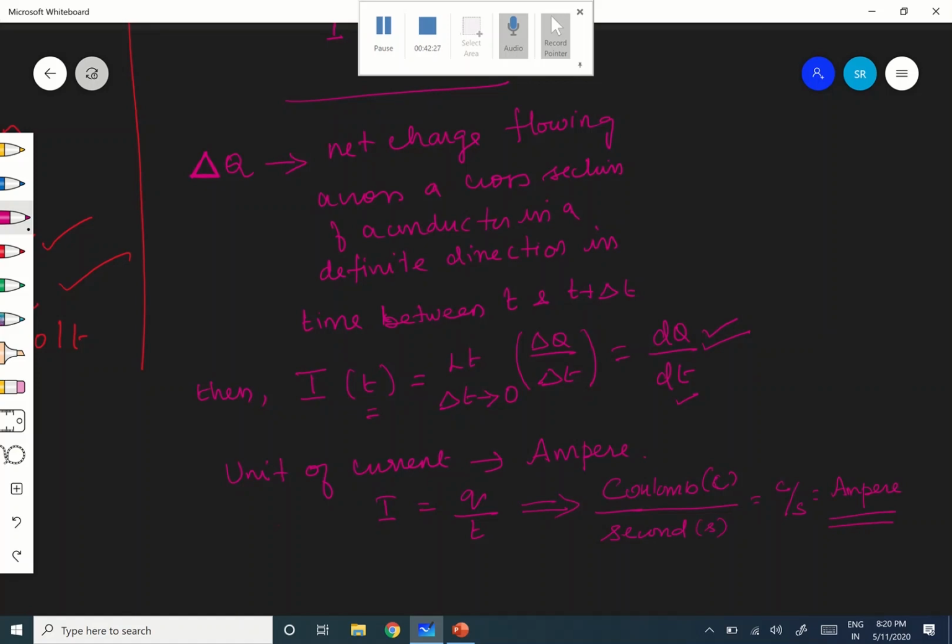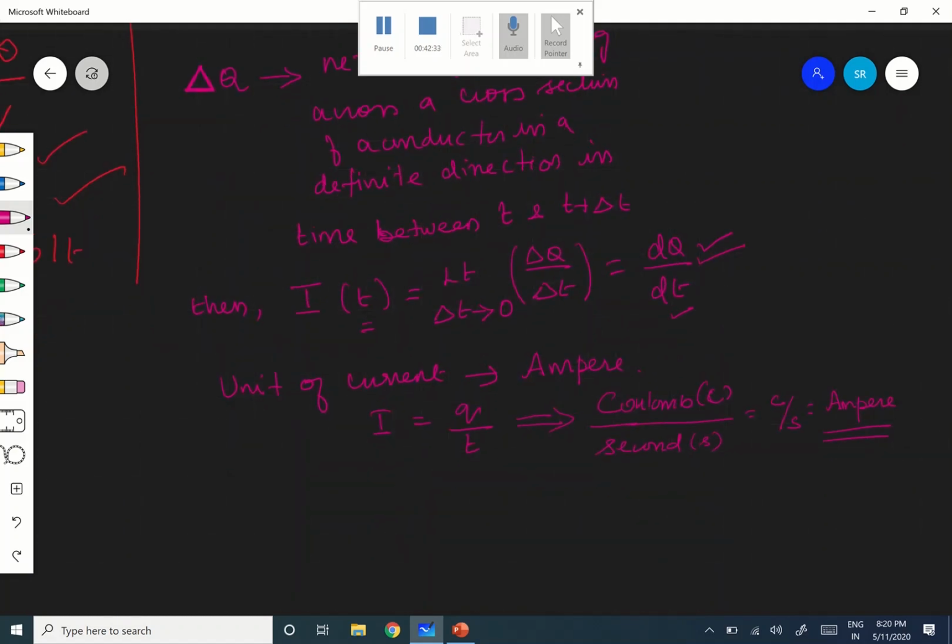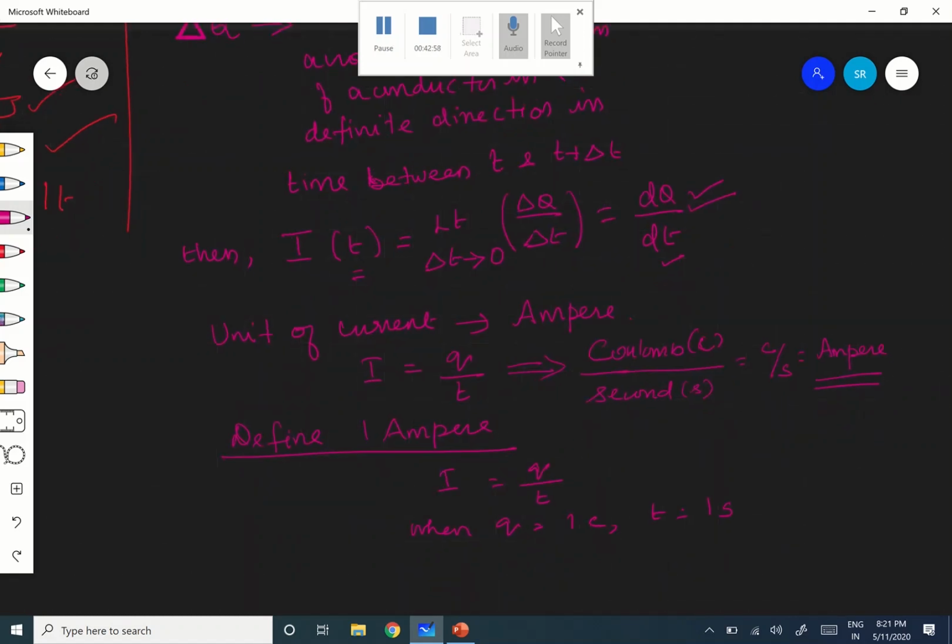Therefore, how to define one ampere, the unit of current? If I is equal to Q by T, when Q is equal to 1 coulomb and T is equal to 1 second, then I is equal to 1 coulomb per second, that is equal to 1 ampere, correct?